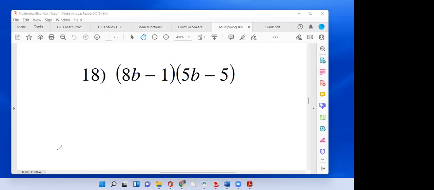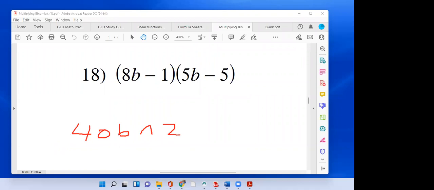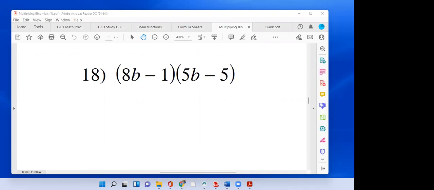40B squared. How would you square it on this laptop? So for 40B squared, put it like this. Put a caret in front of the two. Okay. Square, and then I'm gonna hit the negative 45B. And then I'm gonna hit a positive, and I'll hit a five. Okay, let's see what you got. Let's see if you're right. Let me see. Press enter. All right. Let's see. Okay.